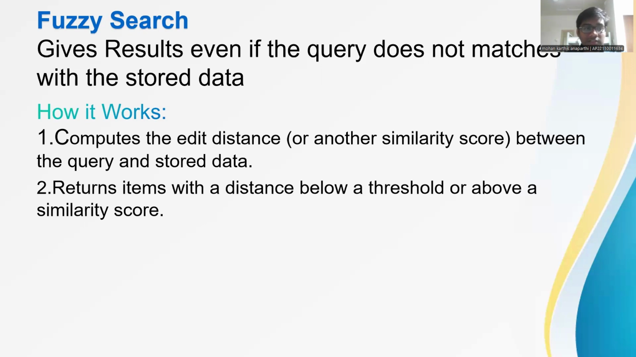Those are called fuzzy searches. How does it work? It will compute the edit distance between the user-entered query and the stored data, meaning the indexed words. The edit distance will be found for each query against the stored data, and it returns the items with a distance below the edit distance threshold, or otherwise, it returns the items whose similarity score is greater than the threshold.